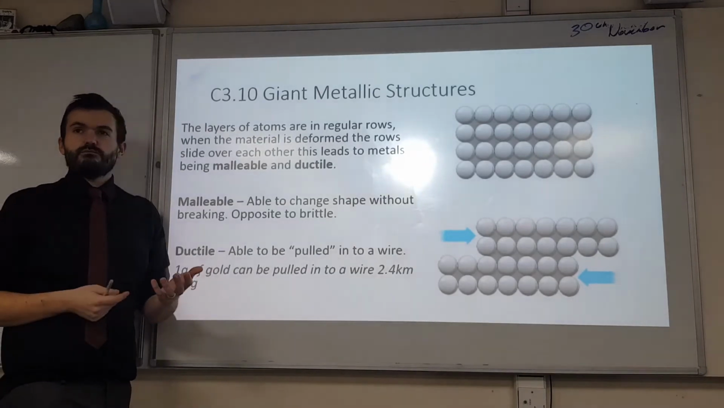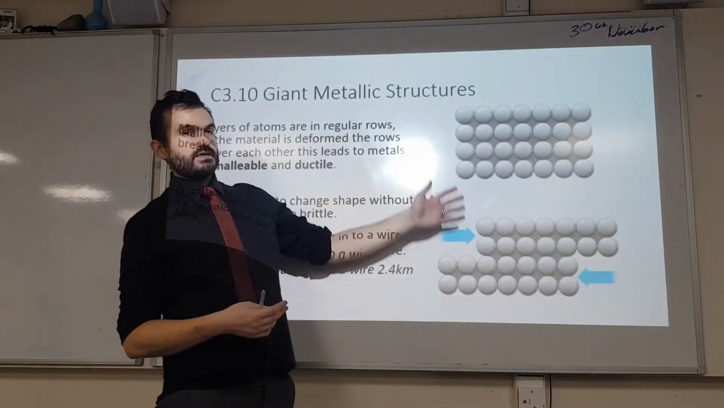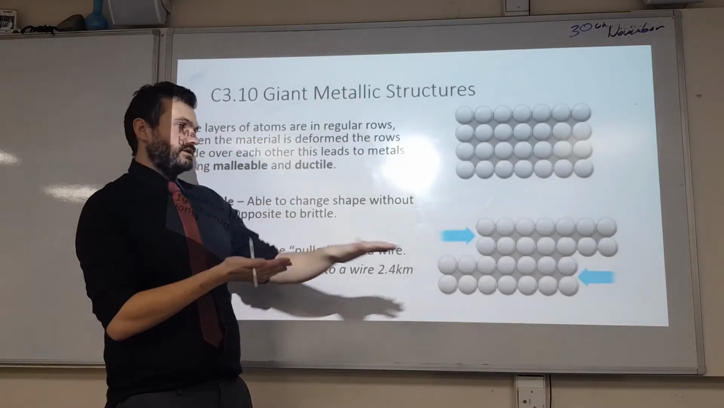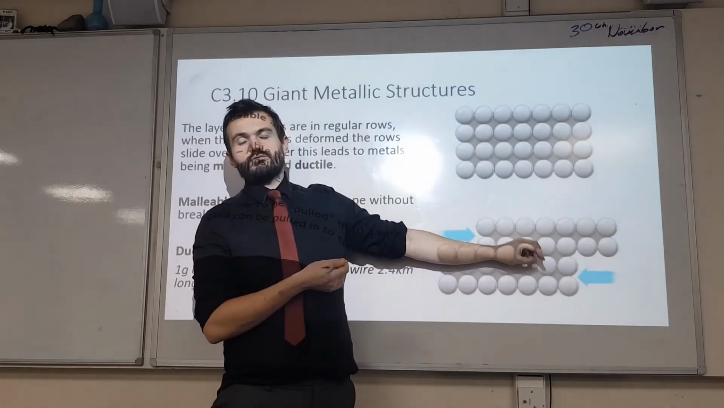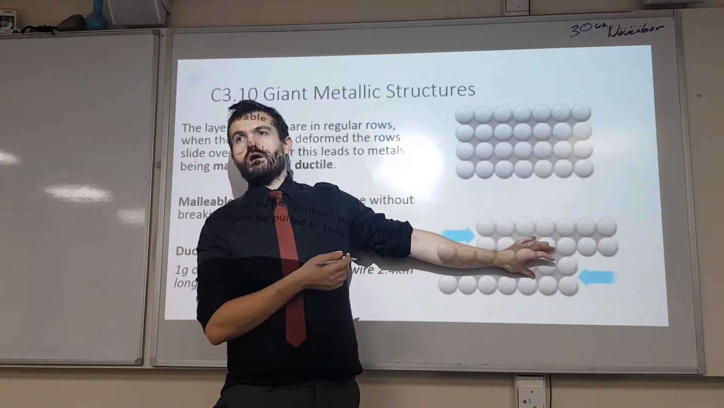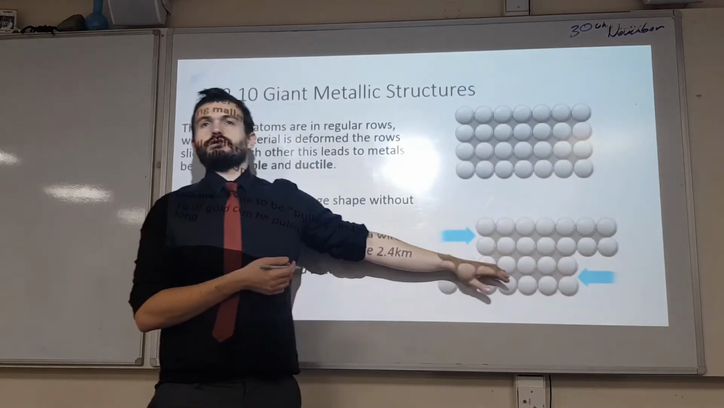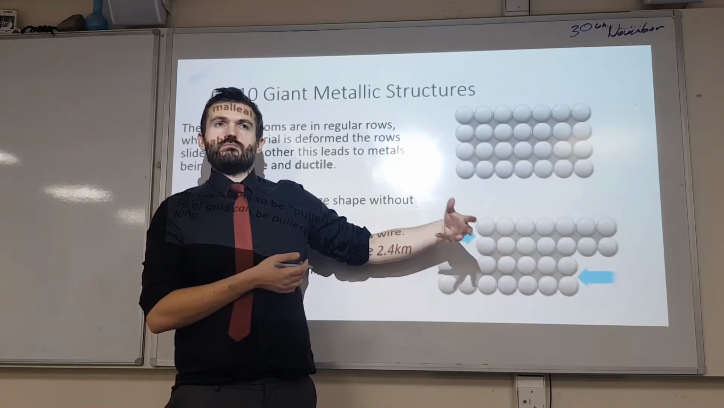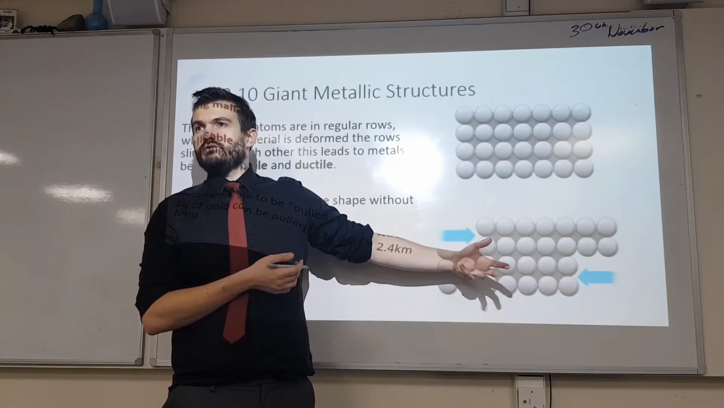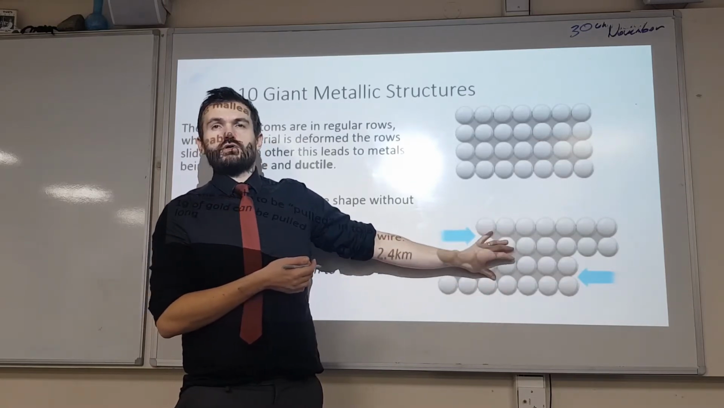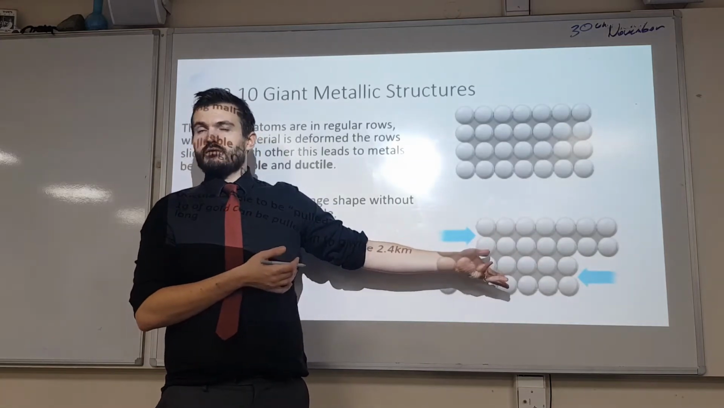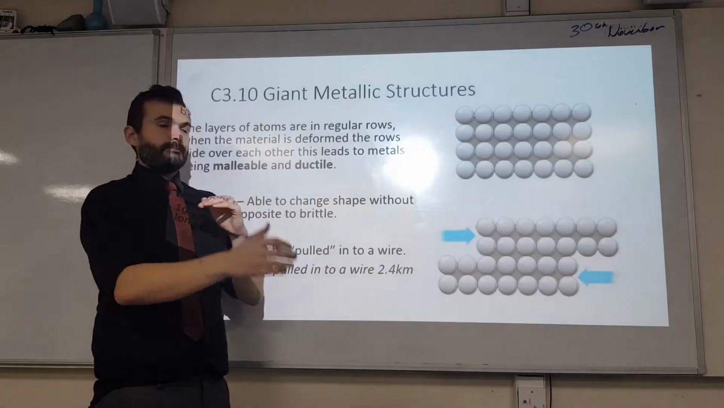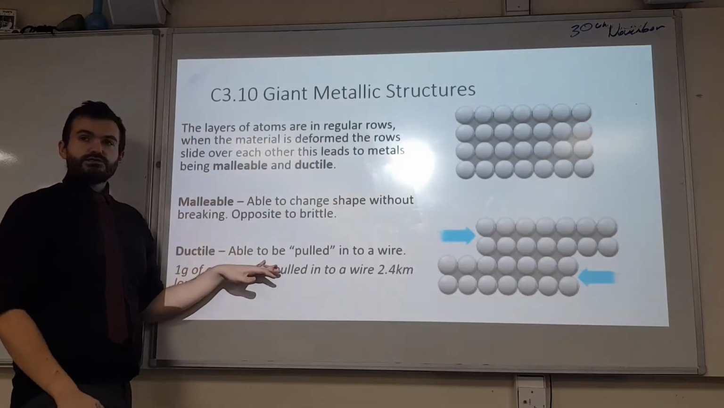Both of these properties are because of these layers sliding over each other. When they slide over each other, the structure is not trying to break apart. If you successfully slide across, the electrostatic forces are still there. You've not broken anything. You've not overcome any bonds. You've just rearranged where the atoms are and where the electrostatic forces are. So simply by sliding over, we get this malleable and ductile behavior.